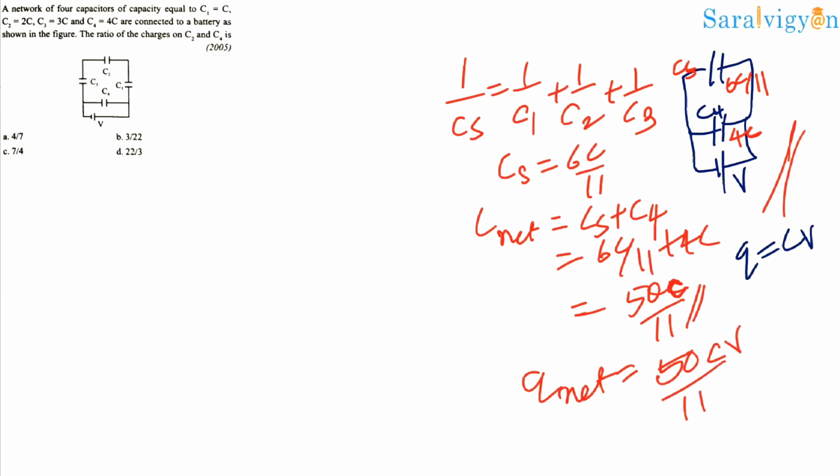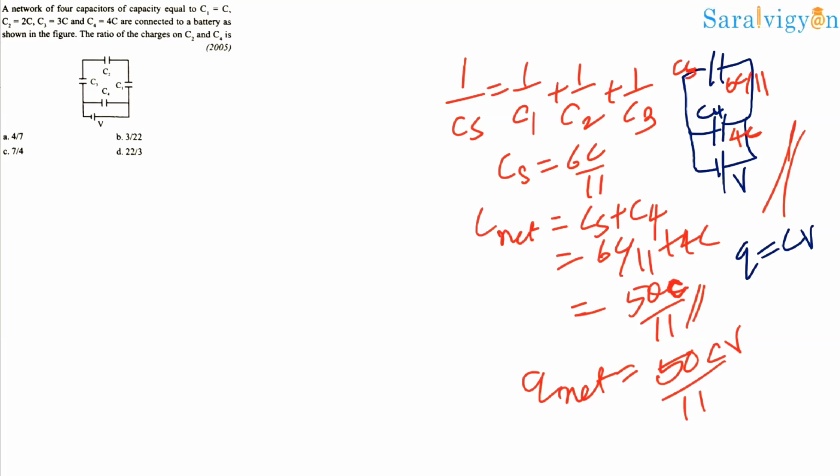Now to find the ratio of charges on C2 and C4: C1, C2 and C3 will have the same charge because they are connected in series, and that charge will be the same as the charge through the series arm. So we just have to find the charge passing through the Cs capacitance in our modified figure to find the charge on C2, and similarly we can find the charge on C4 and take a ratio.